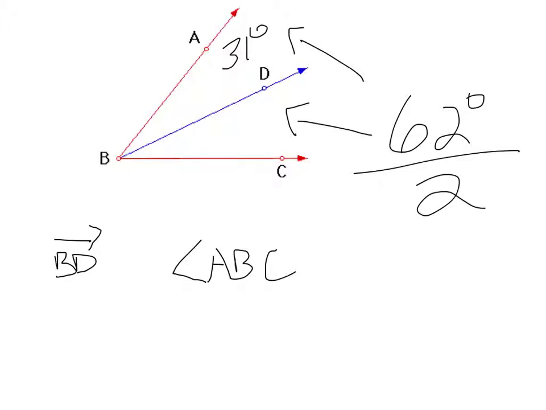So that's our lesson on angle bisectors, the linear pair postulate, and angle types.